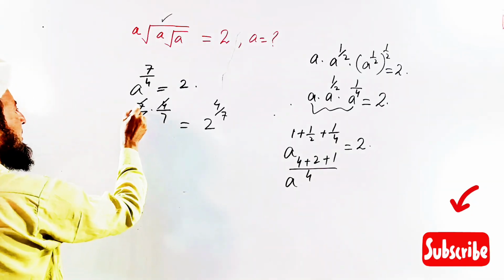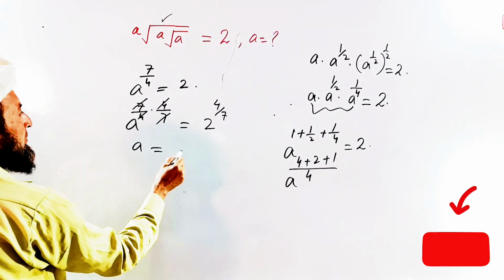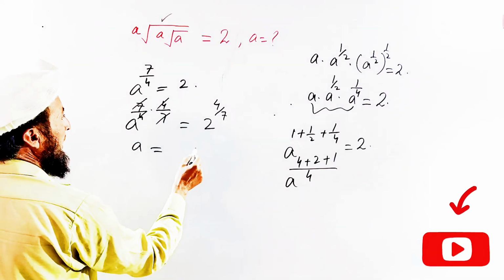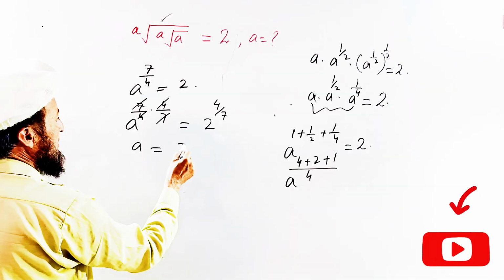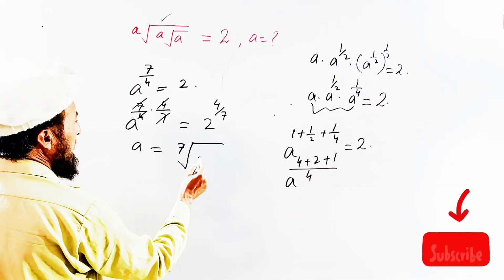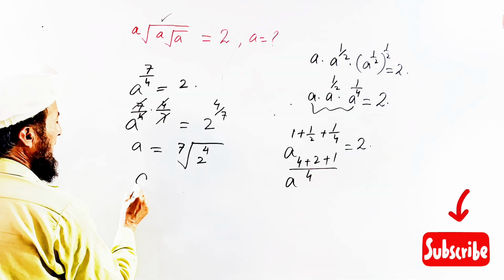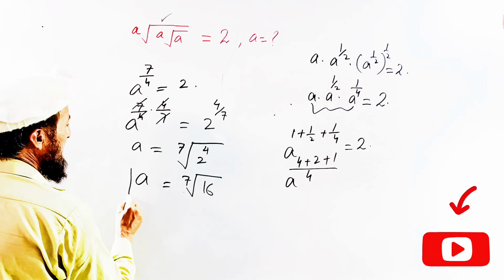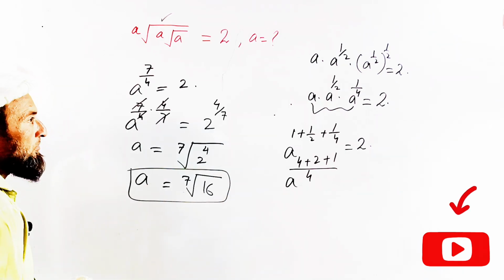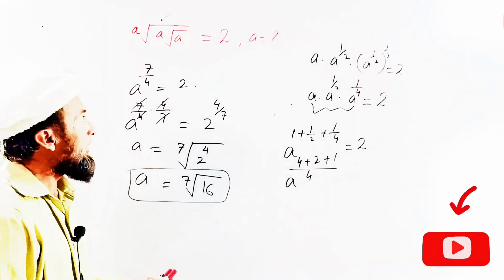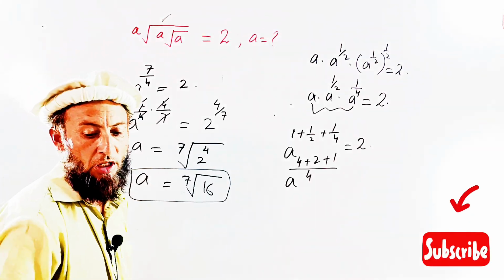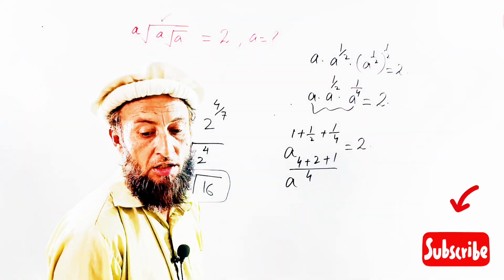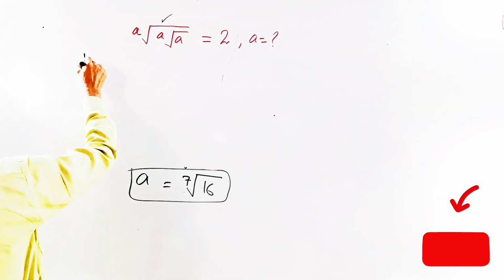So this cancels, as a is equal to 2, and also we change it into index form: a is equal to the 7th root of 2 exponent 4, and we get 16, as used from the second method. Now in a radical equation we must check whether our answer is correct or not. So we must do verification.